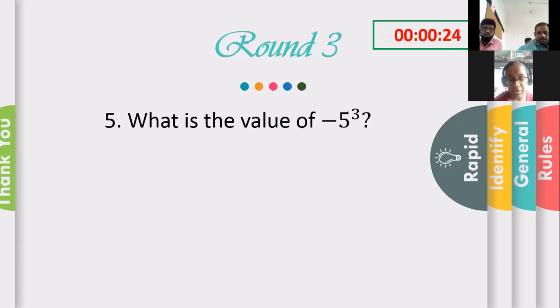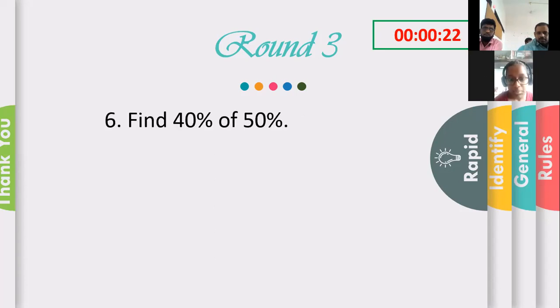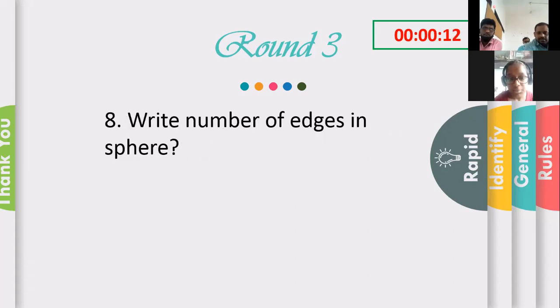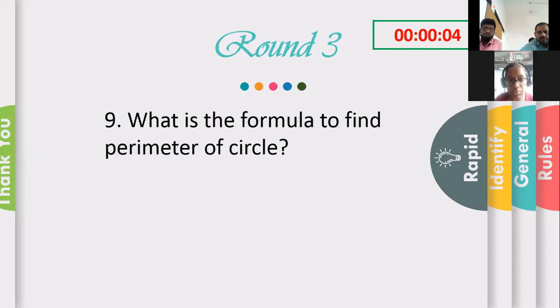What is the value of minus 5 raised to 3? Minus 125. Correct. Find 40% of 50%. 20. Correct. How many lines of symmetry are there in a regular hexagon? 6. Correct. Number of edges in a sphere? 0. Correct. What is the formula to find perimeter of a circle? 2 pi r. Correct. And your time is up. Very good, beta.